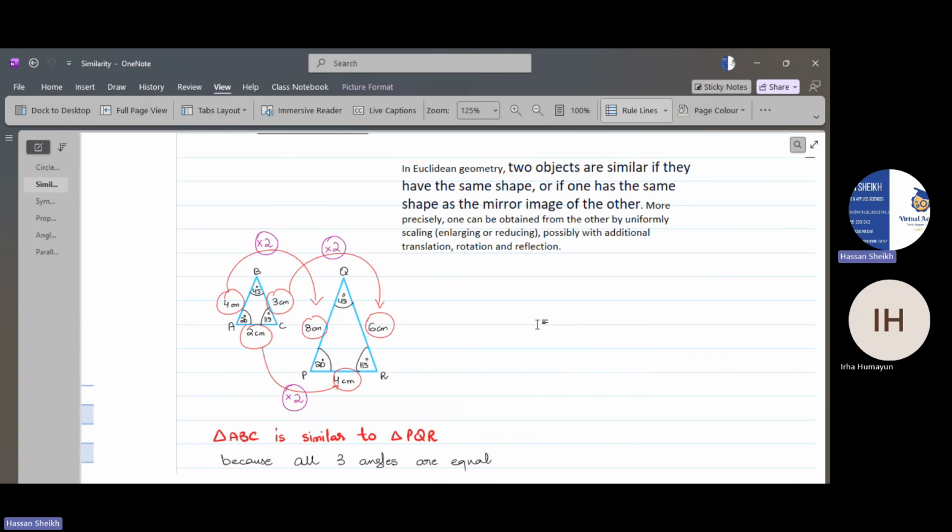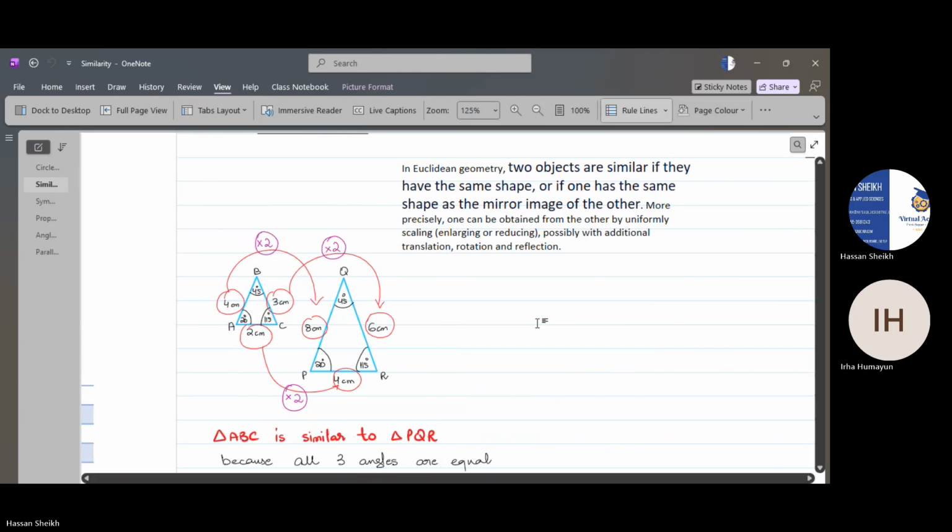If one side is two times the corresponding side of the other triangle, then the remaining two sides must also be two times. The ratio must be the same for the triangles to be similar. Got my point? Yes. Okay.